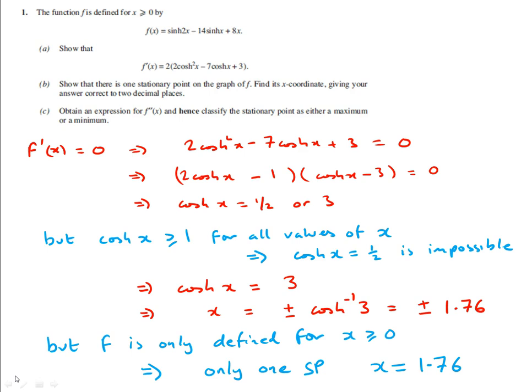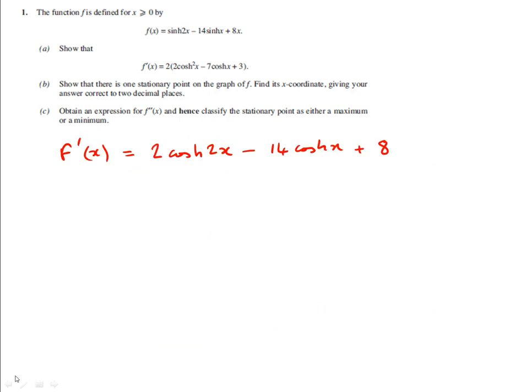Now at this stage we need to do another differentiation. We had earlier on that f dash x is 2 cosh 2x minus 14 cosh x plus 8. This is the easier one to differentiate a second time, so we'll use this one. So the second derivative of cosh 2x is 2 sinh 2x, and the derivative of cosh x is just sinh x. So we've got derivative of 2 cosh 2x is 4 sinh 2x, and the derivative of 14 cosh x is 14 sinh x.